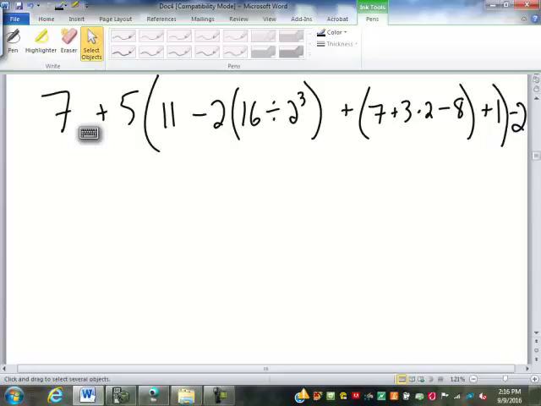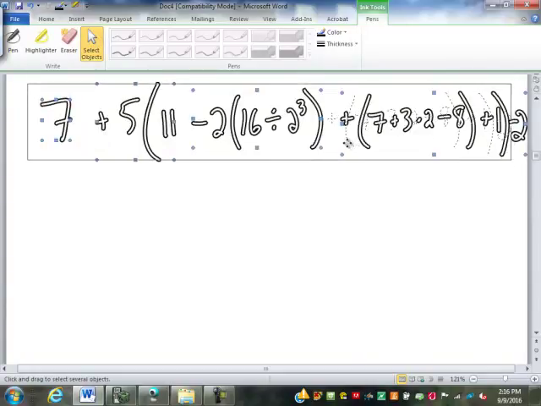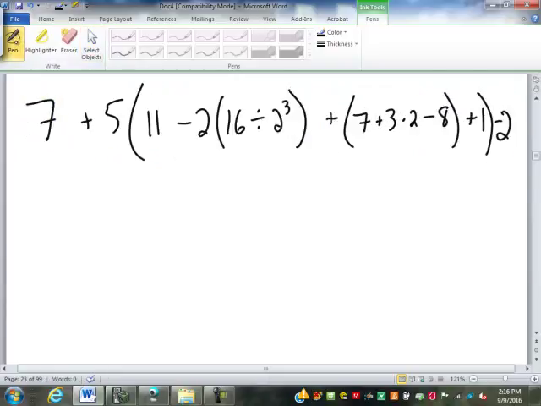A little carried away there. Let me slide that over. There, this one's just a little bit more difficult. It looks kind of like a monster, but it isn't that bad. So as I look at this one, again, highest level of priority is enclosing symbols. But I see several parentheses here.